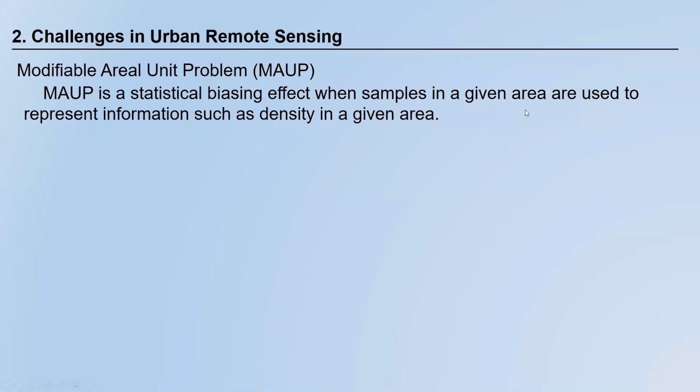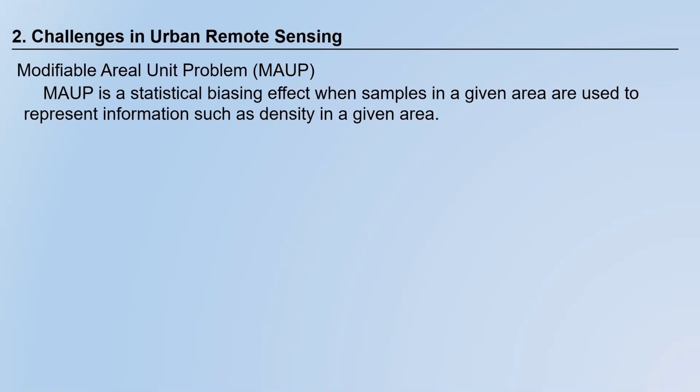Okay, let's continue with scale issues in urban remote sensing. I want to start this video with another terminology or term. It's called MAUP. The full name is Modifiable Aerial Unit Problem.